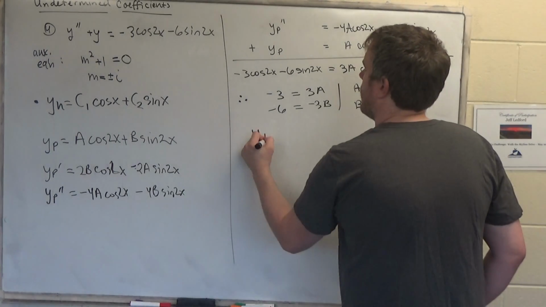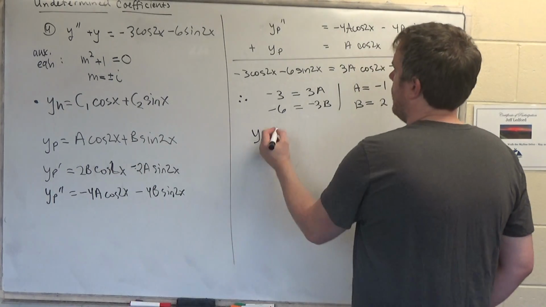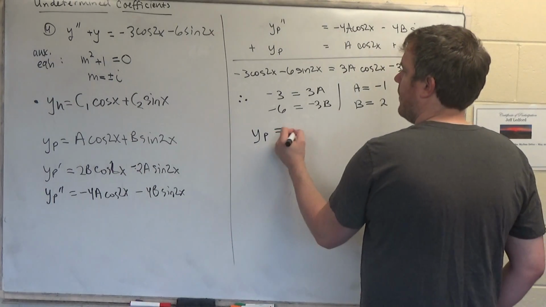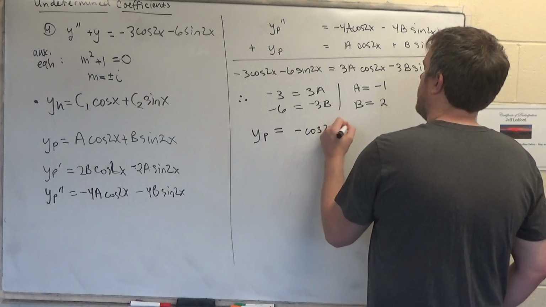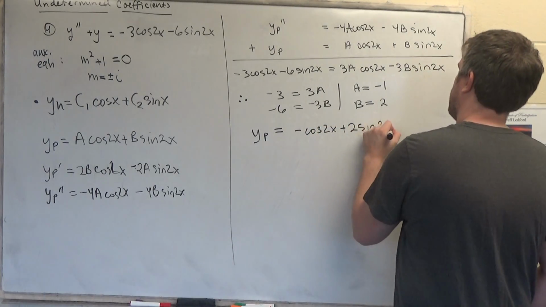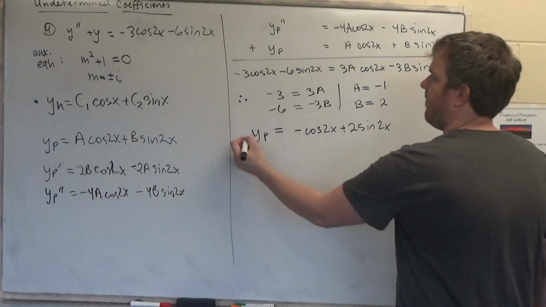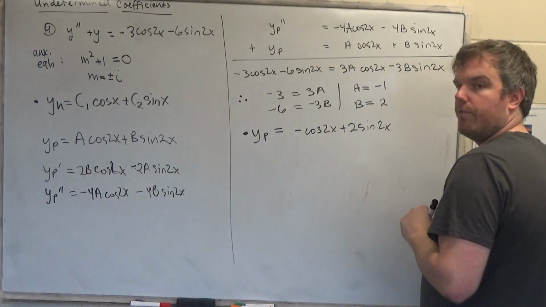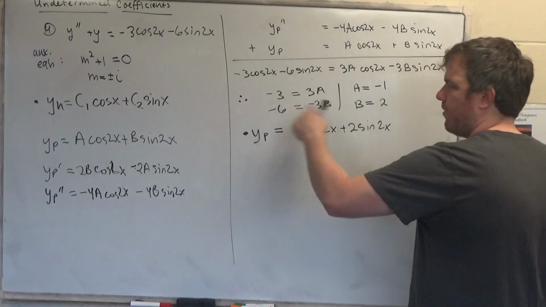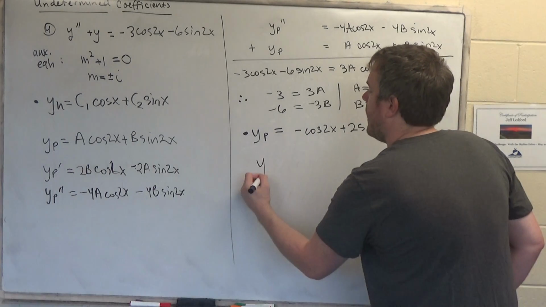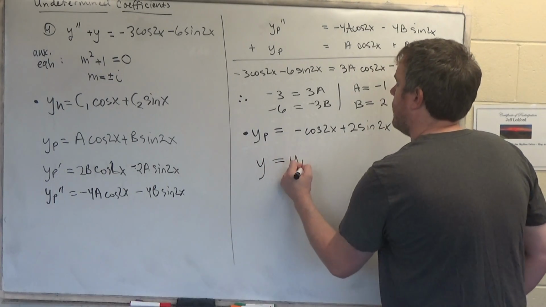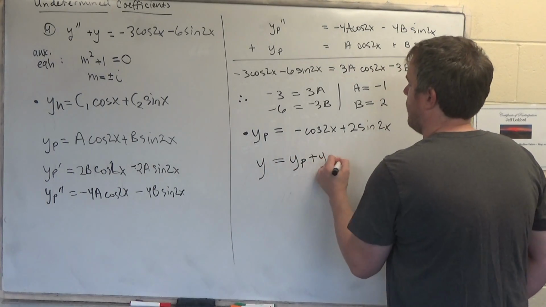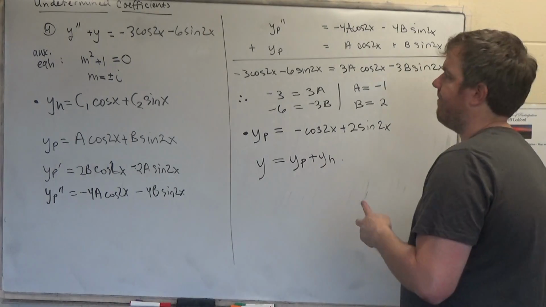So this tells me, by plugging back into y sub p, that y sub p equals negative cosine 2x plus 2 sine 2x. And mark out where y sub p is. You could put a box around it or something if you like that. And then I write the general solution down, y sub p plus y sub h. And that's it.